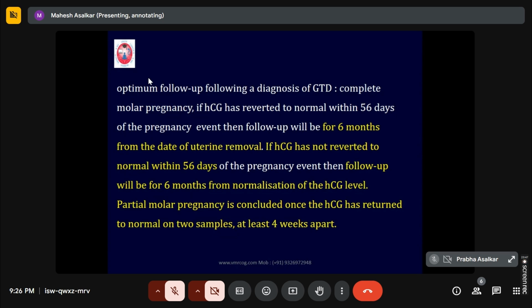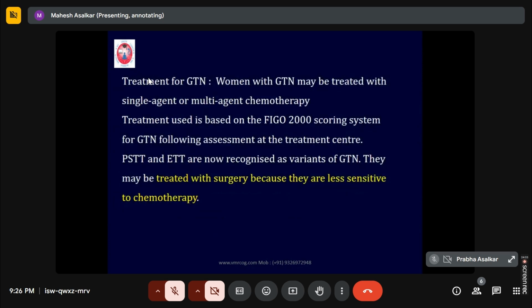While in complete molar pregnancy, you have to follow up these patients 6 months, either from the date of evacuation or from the date of normalization, depending upon the timing of the normalization. Is that clear now? Yes, sir. Because these questions are frequently asked, you have to read carefully what exactly is the information given.